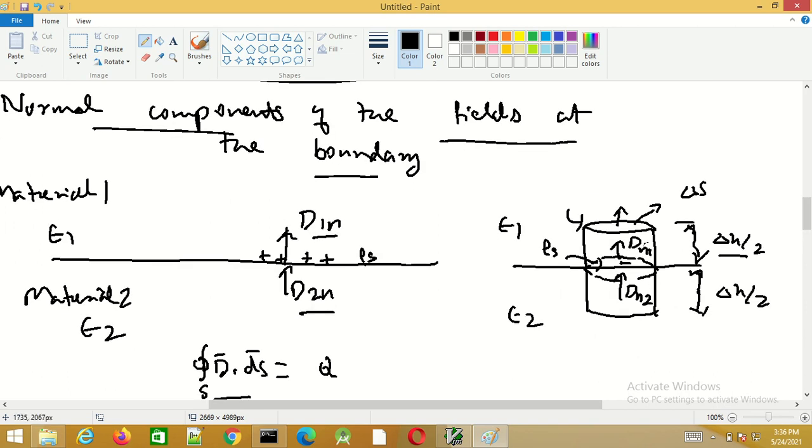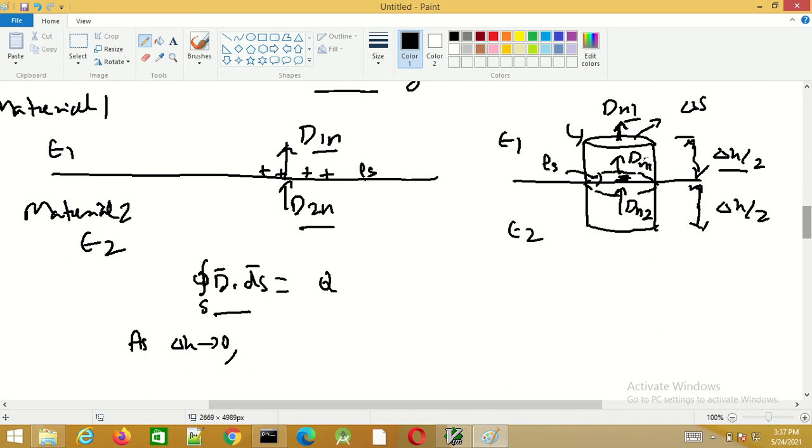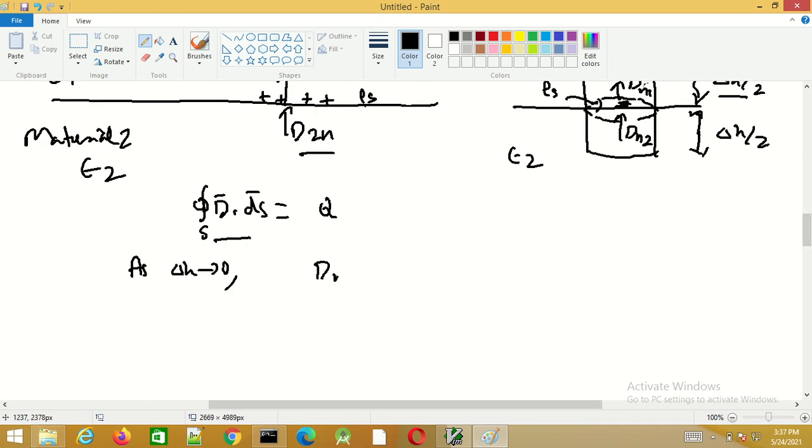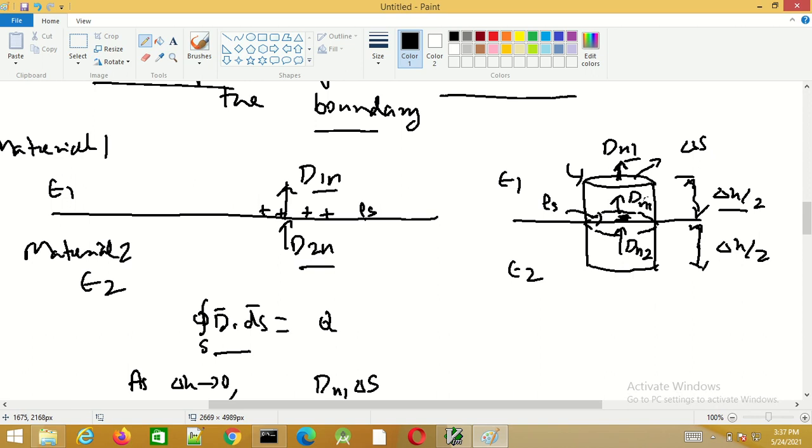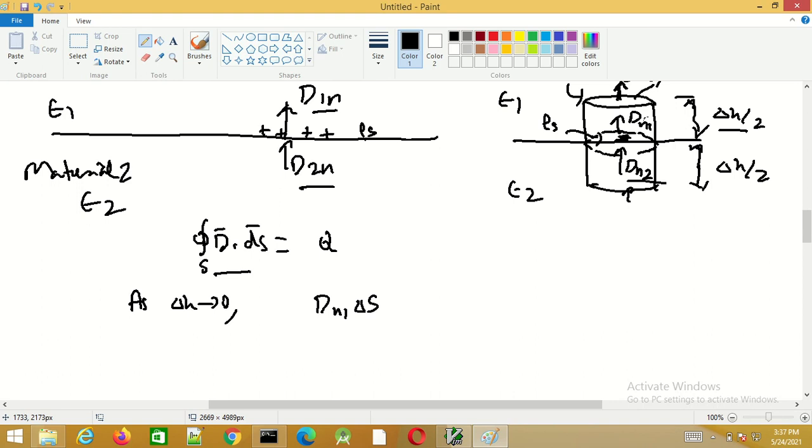So as delta H tends to 0, the flux density at the top surface is DN1, where DN1 is the normal component of the electric flux density at the boundary in medium 1. So this DN1 is the flux density at the top surface, that into delta S will give you the flux emerging from the top surface. And similarly, the flux emerging from the bottom surface. So this is the bottom surface. Since this DN2 is entering this bottom surface, this has to be taken with a negative sign. So here minus DN2 delta S, and the contribution to this integral due to the sides will be zero, because as delta H tends to zero, the flux emerging from the sides will be equal to zero.